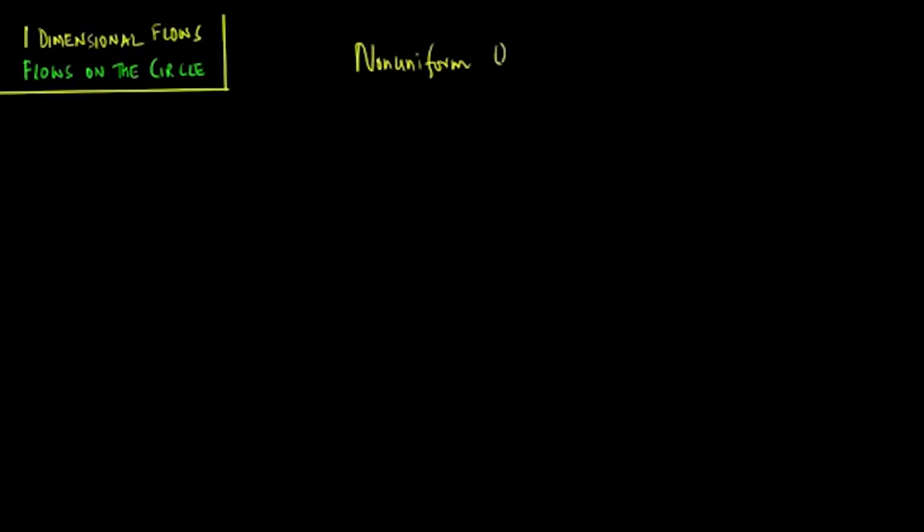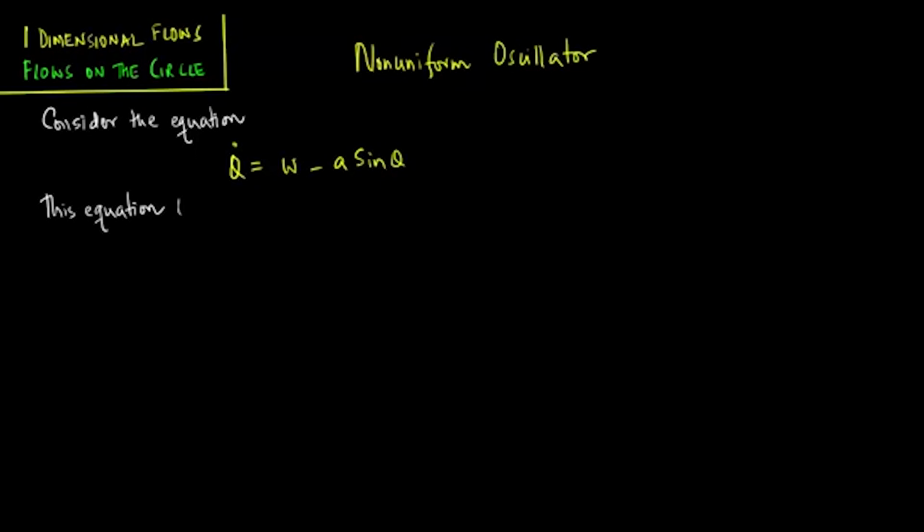We are still on the case of one-dimensional flows, where we are dealing with flows on the circle. And in this lecture, our focus will be on the non-uniform oscillator. Now consider the following equation. Theta dot is equal to omega minus a sine theta. And this equation actually comes up in numerous areas of science and engineering.